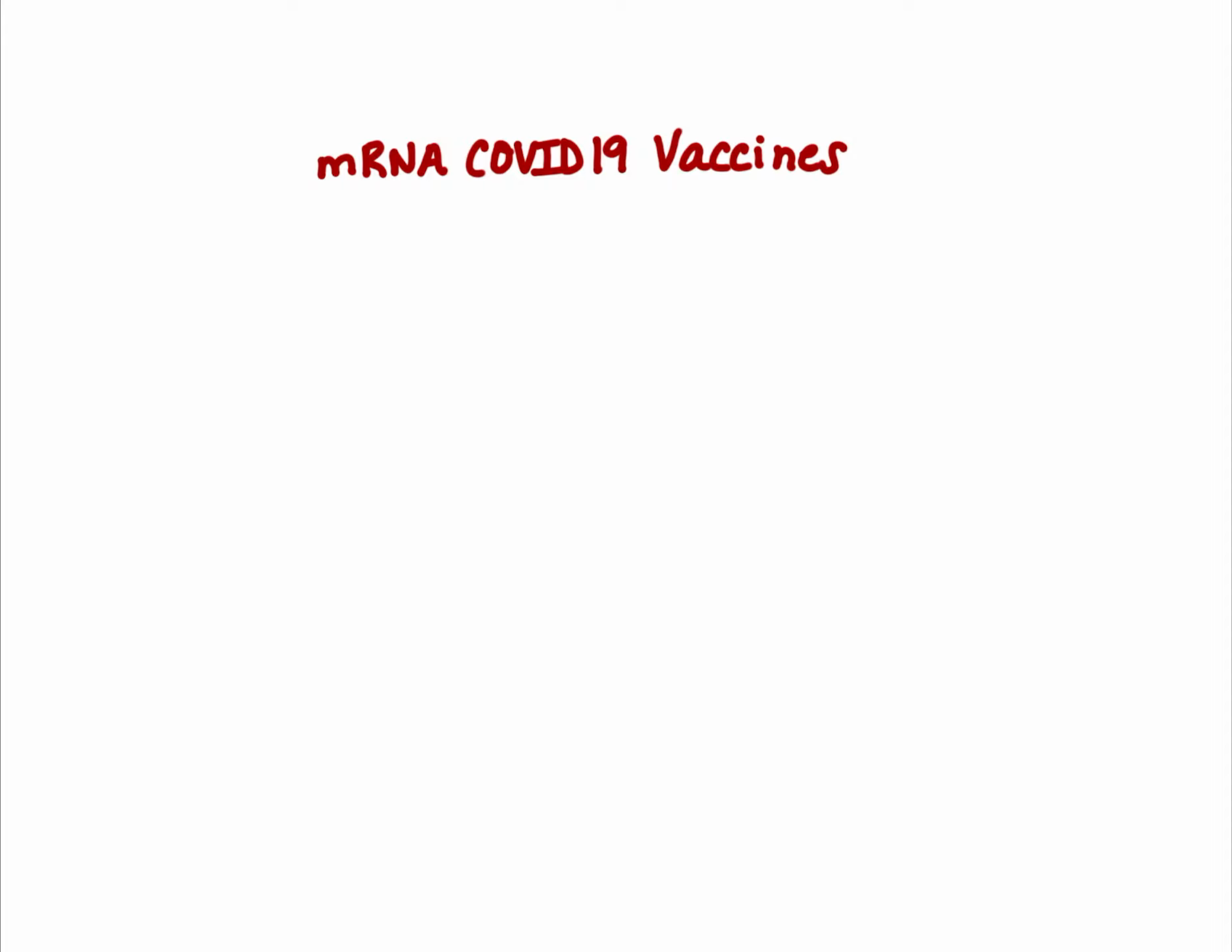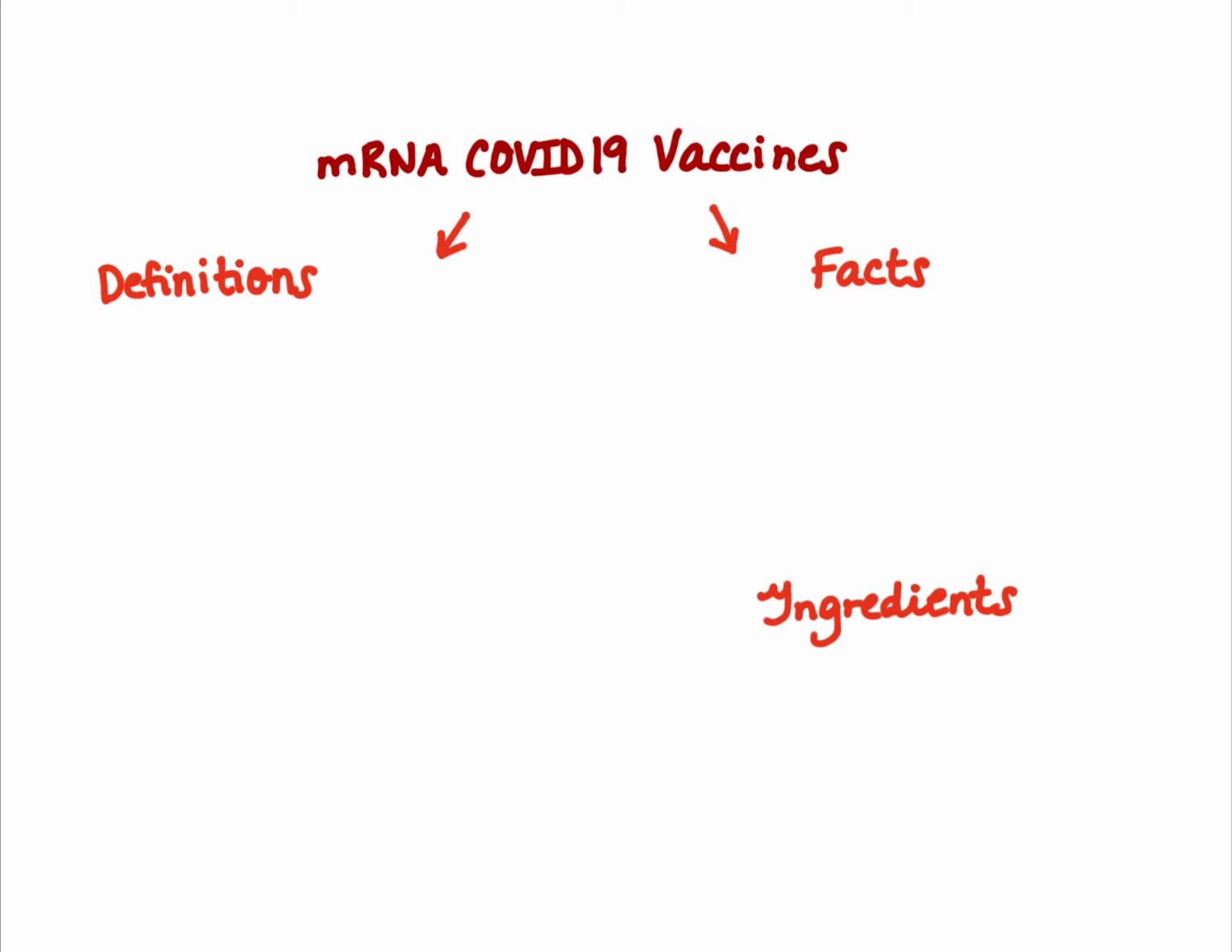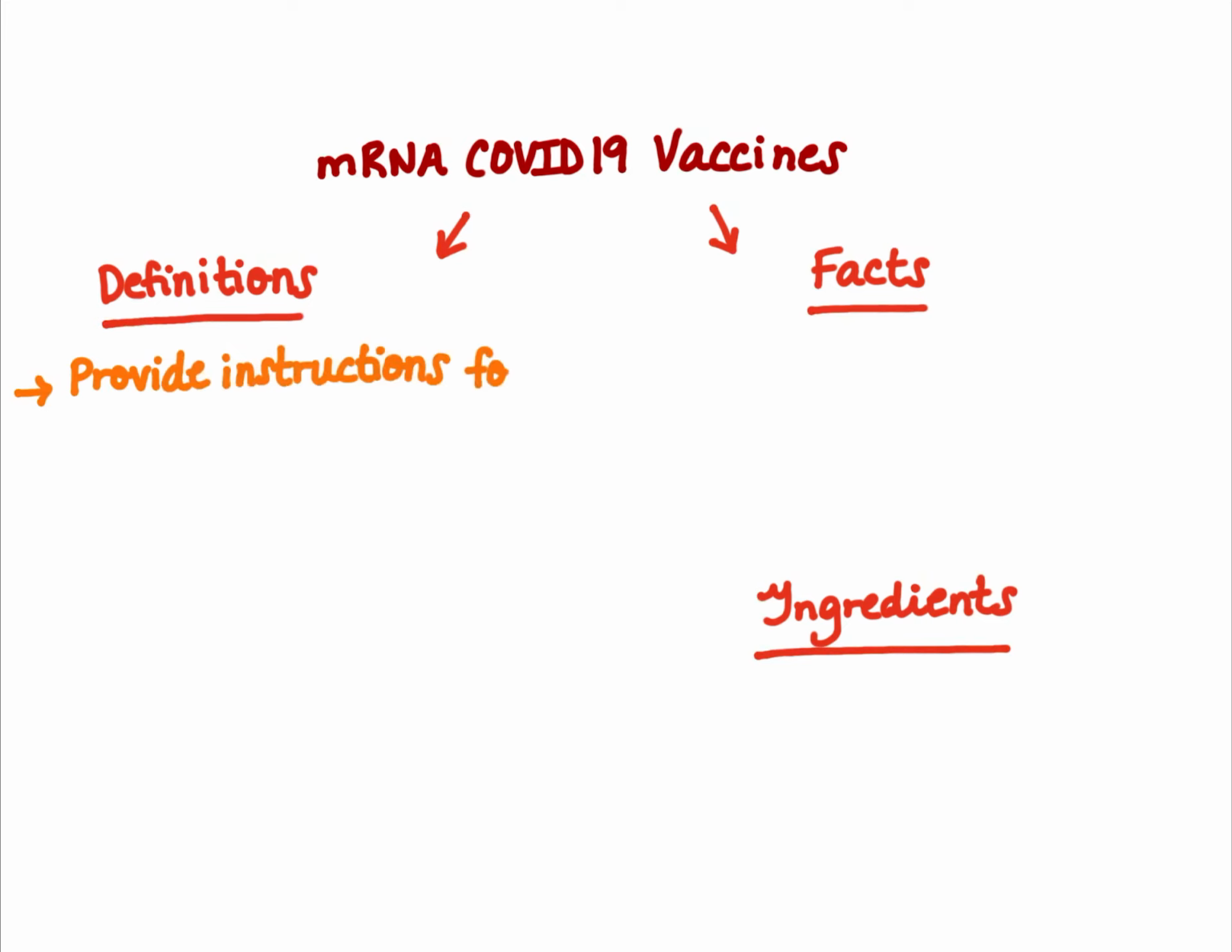On this slide, we'll go through and talk about the similarities between these vaccines, in that they are both mRNA vaccines. We'll define what this is, we'll get some facts straight, lots of myths debunked, and then lastly we'll go through an ingredients list. So COVID-19 mRNA vaccines, these provide instructions for our cells to make a harmless piece of what is called the spike protein. This is found on the surface of the virus that causes COVID-19.